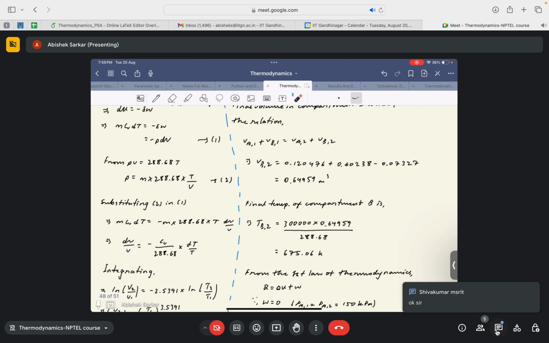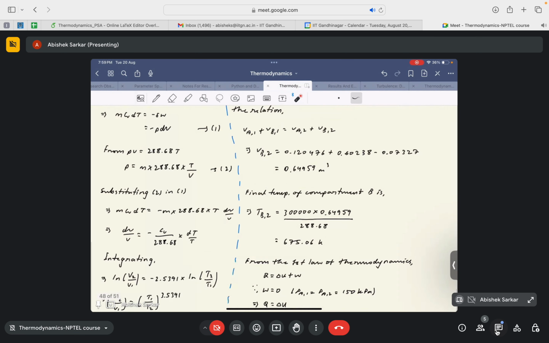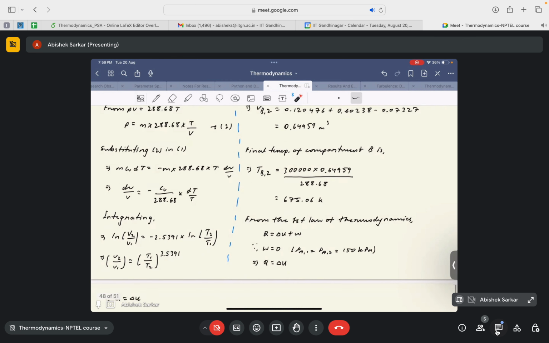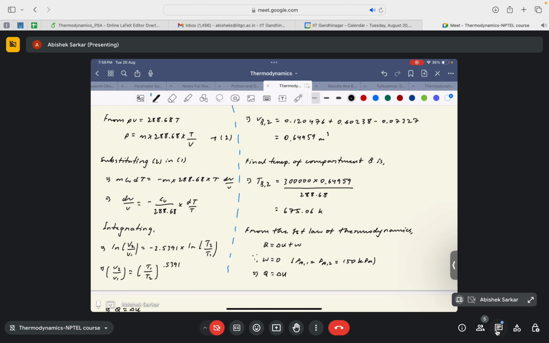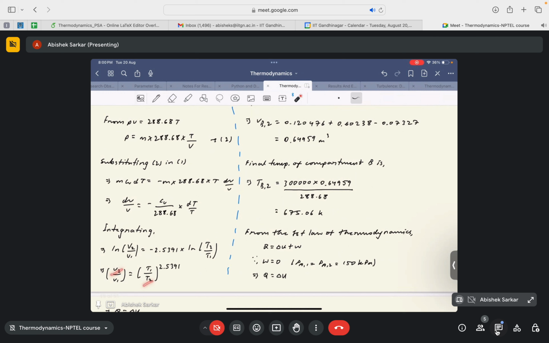Thank you so much. Now, if we integrate this equation, we'll get that the natural log of V2 by V1 is equal to minus 2.351 into natural log of T2 by T1. So, we get that V2 by V1 is equal to T1 by T2 to the power 2.5391, okay? Now the thing is, both V2 and T2 are unknown in our case, right?